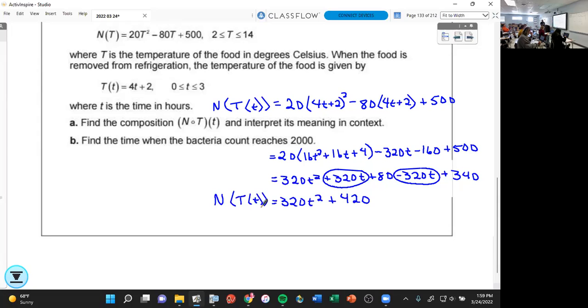Part B, find the time when the bacteria count reaches 2,000. Where does the 2,000 go? 2,000 equals 320t squared plus 420. Perfect. And then solve for t. Okay.